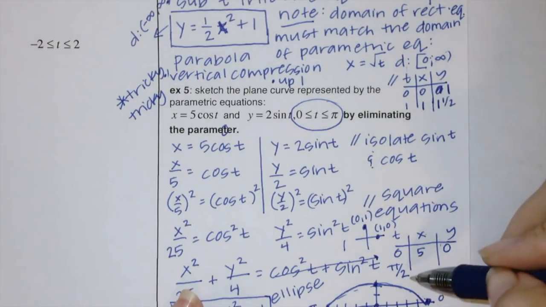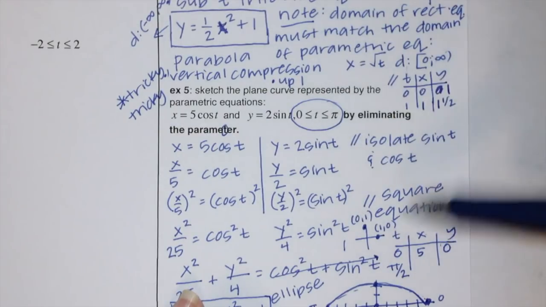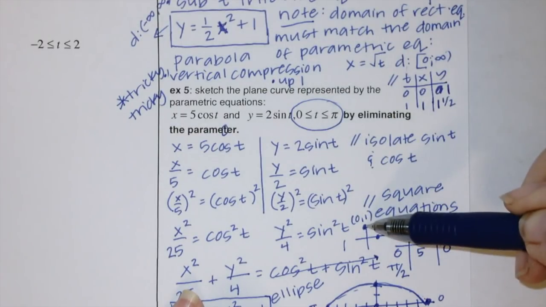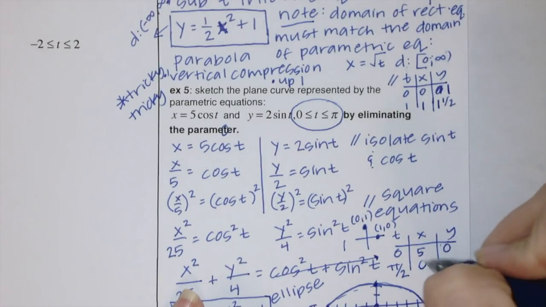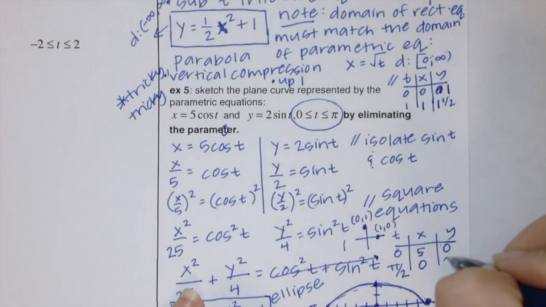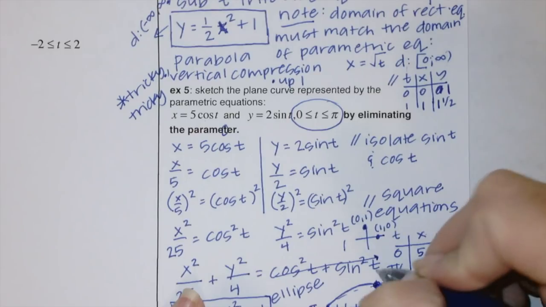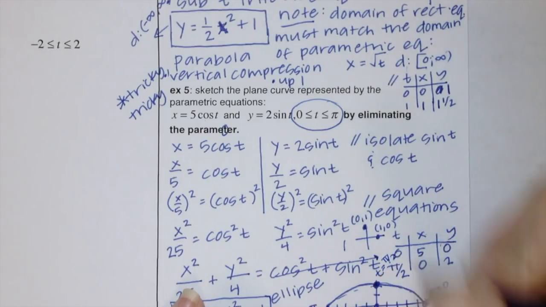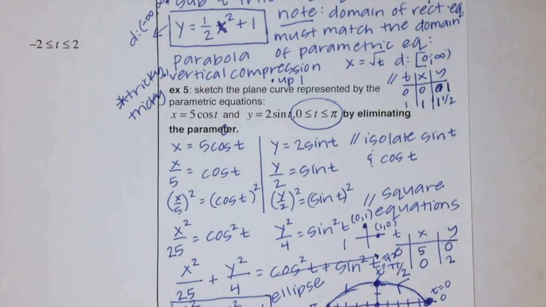Then I'm going to do the same thing for pi over 2. The cosine of pi over 2, so where's my graph right here? This point right here is 0. 0 times 5 is 0. Sine of pi over 2 is 1. 2 times 1 is 2. So here was t equals 0. Here's t equals pi over 2. So my directions are that way.